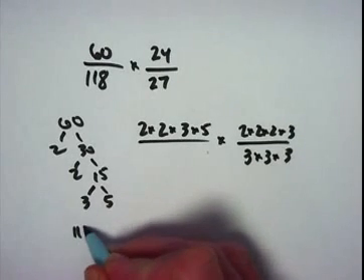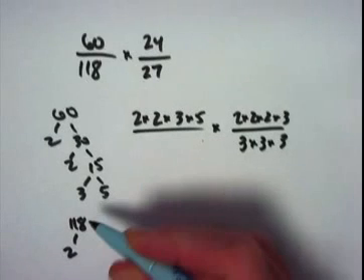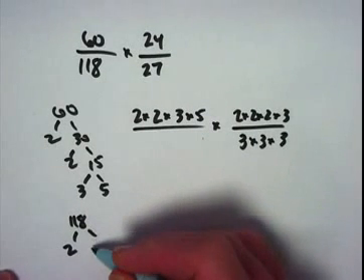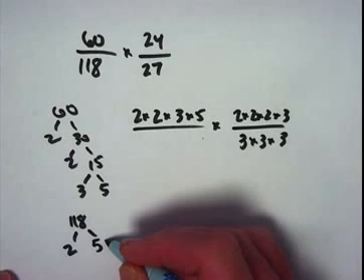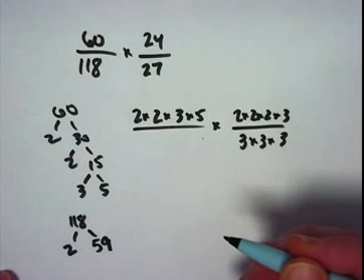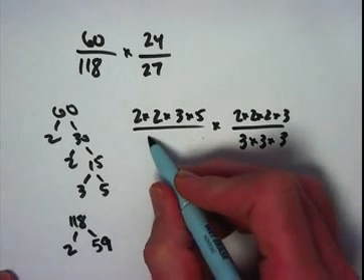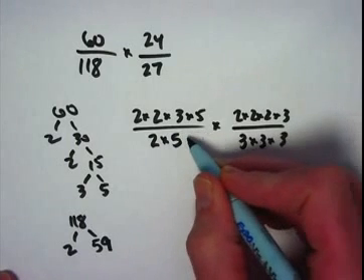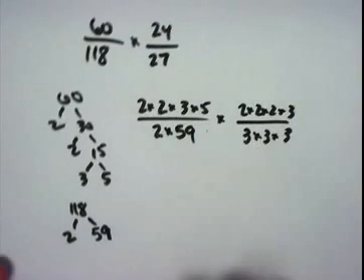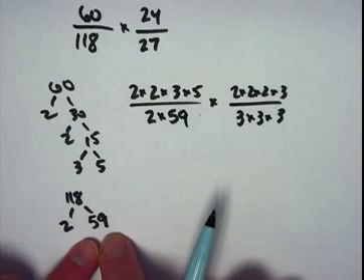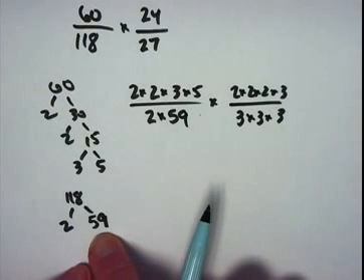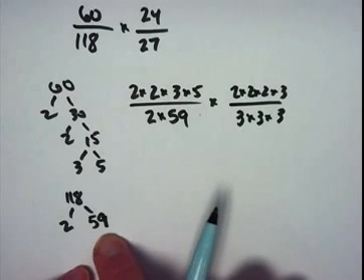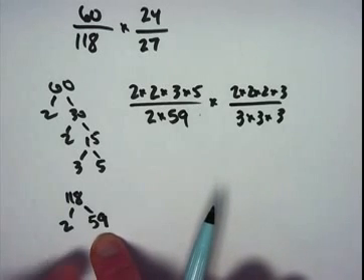And 118, let's see. If I divide 118 by 2, I'm going to get 59. And 59 is a prime. The prime factorization of 118 is 2 times 59. How do I know 59 is a prime? Well, it's not even, so it's not divisible by 2. It's not divisible by 3 because 3 goes evenly into 60. Also, the sum of those two digits is not divisible by 3, if you know that trick. It's not divisible by 5. It doesn't end in a 0 or 5.